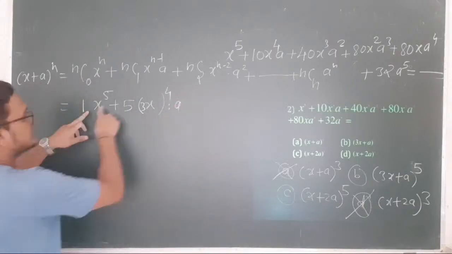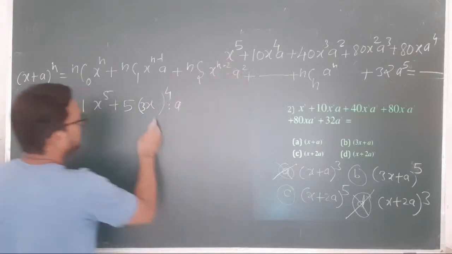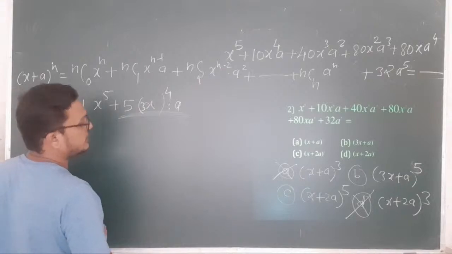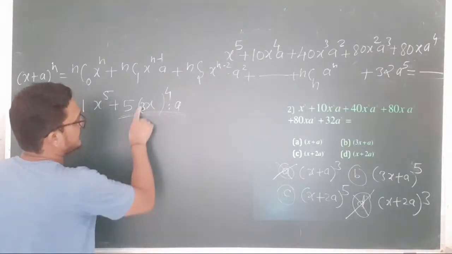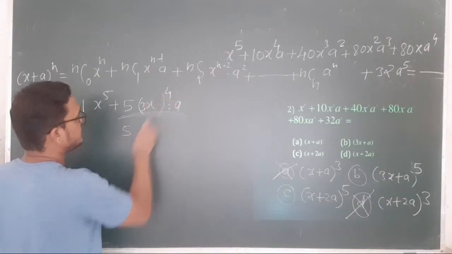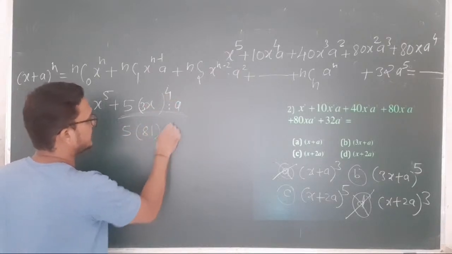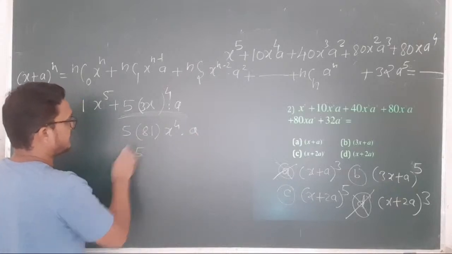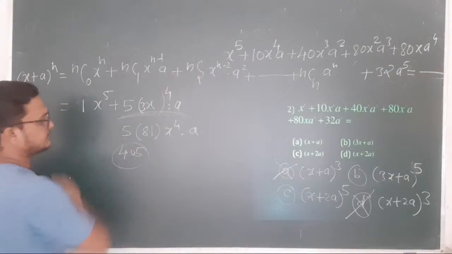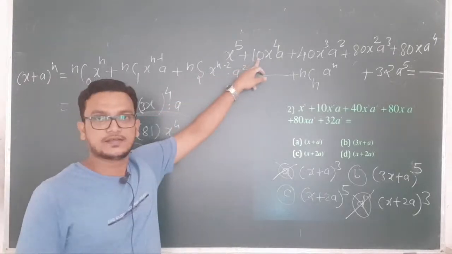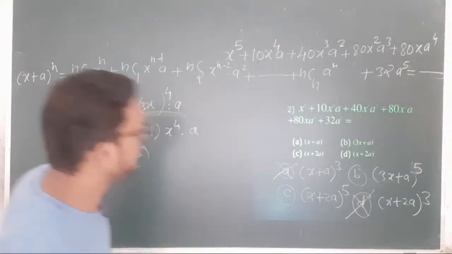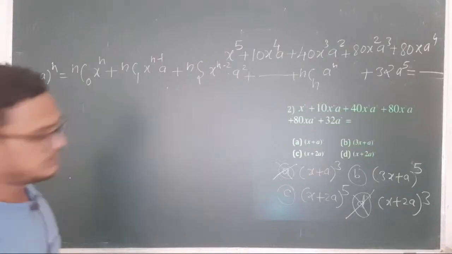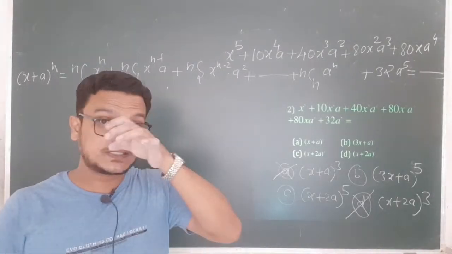Now see, x to the power 5 I got it, no doubt, but what about this one? If I take 5 into 3 to the power 4, that is 81, into x to the power 4 into a. If you multiply, 5 ones are 5, 5 eights are 40, not 5, so 5 is not there here. So option B is not possible. So option C is left. Three options are not correct, means option C should be correct.